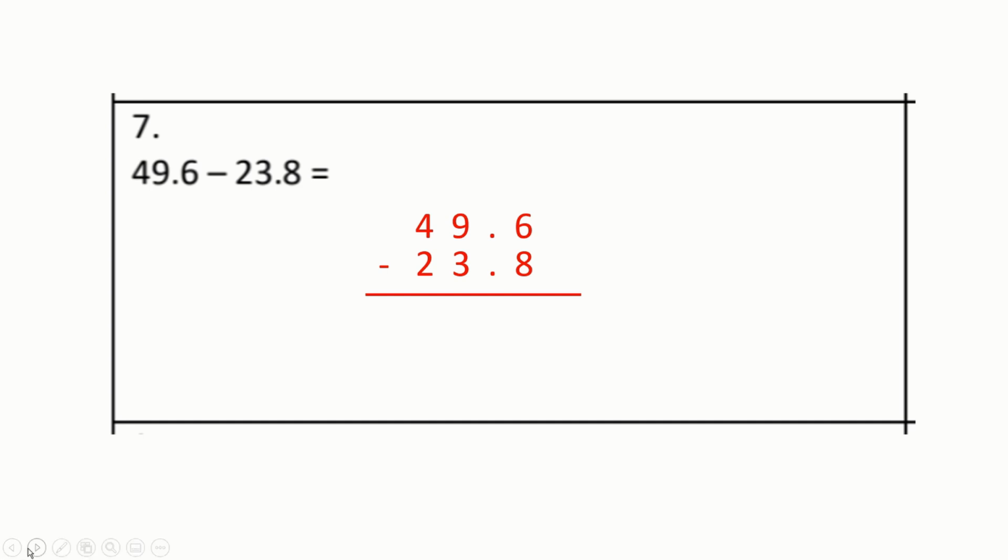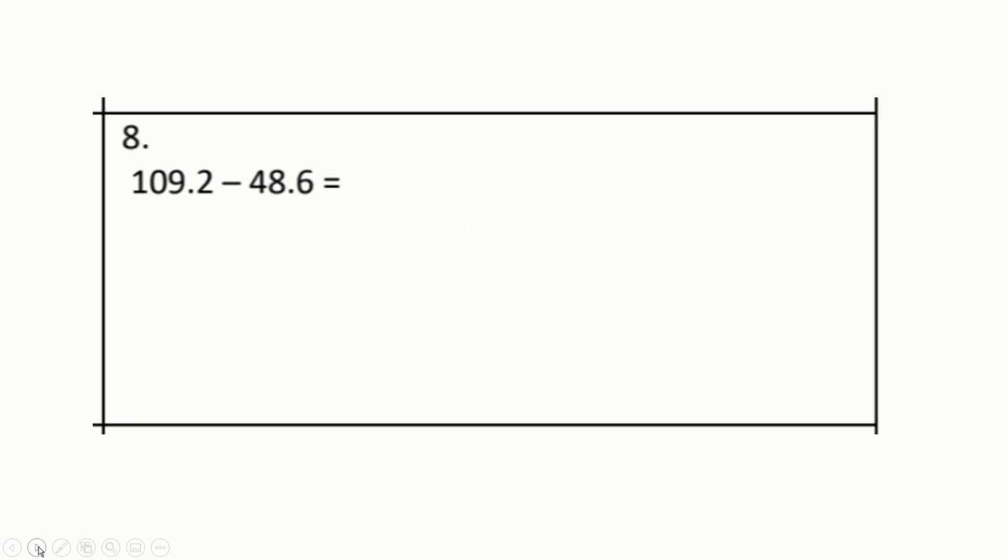So you go off to the next column, you make that 9 and 8, you carry the 1 over, 16 minus 8 is 8, 8 minus 3 is 5, 4 minus 2 is 2. And that's how you do that question. Let's look at another one.